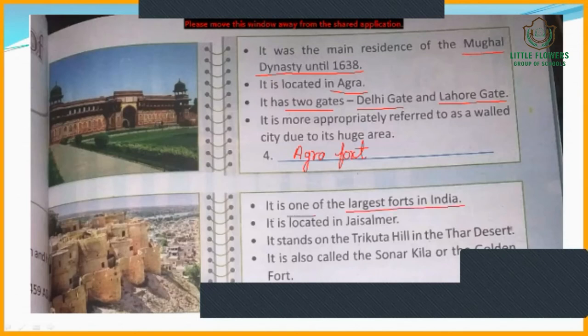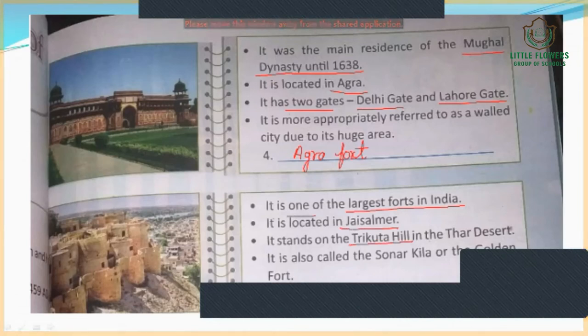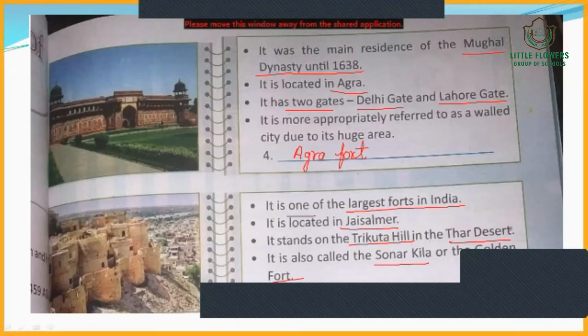One of the largest forts in India. And where is it located? In Jaisalmer. Standing on which hill? Trikuta Hill. In which desert? Thar Desert. And also called the Sonar Killa, or you can call it Golden Fort. So what will be the answer? It is located in Jaisalmer, so on its name, it is Jaisalmer Fort.